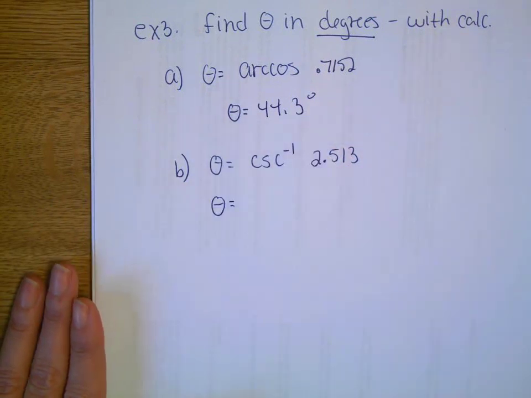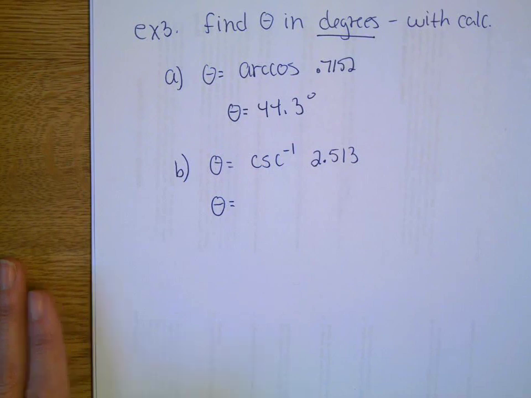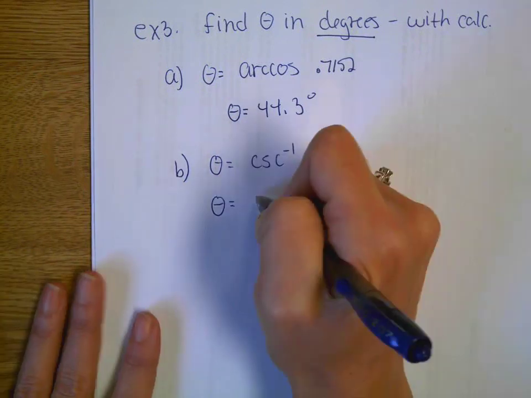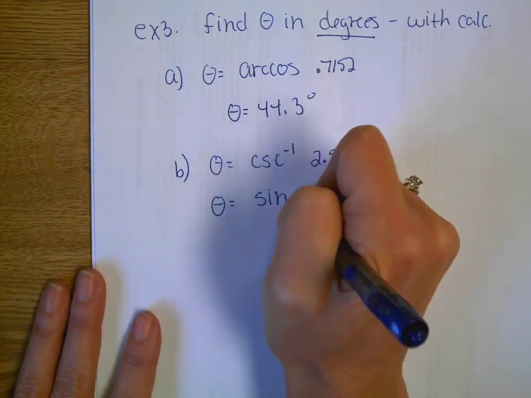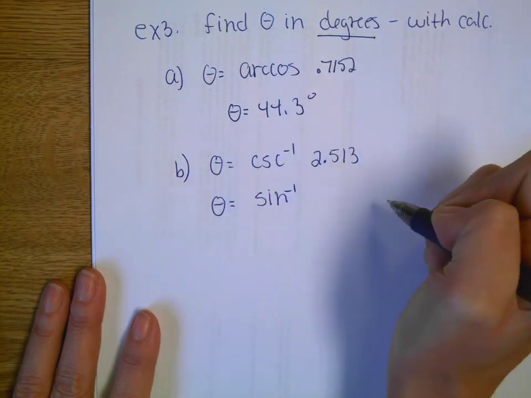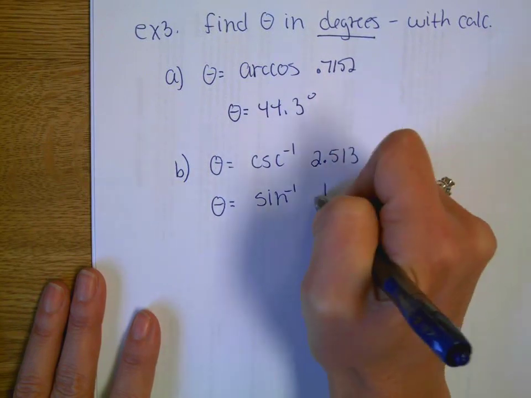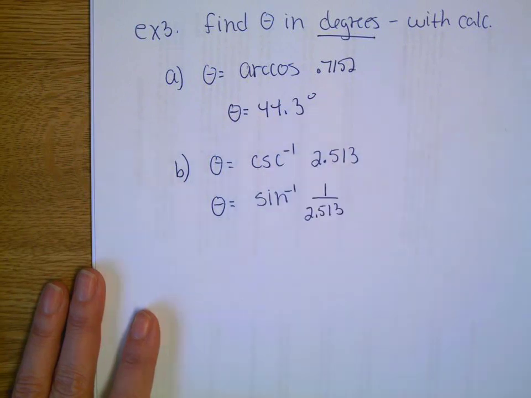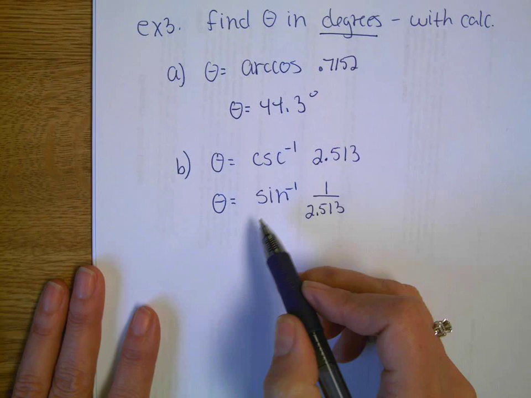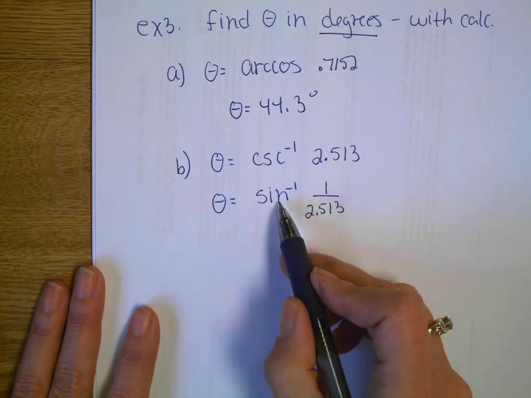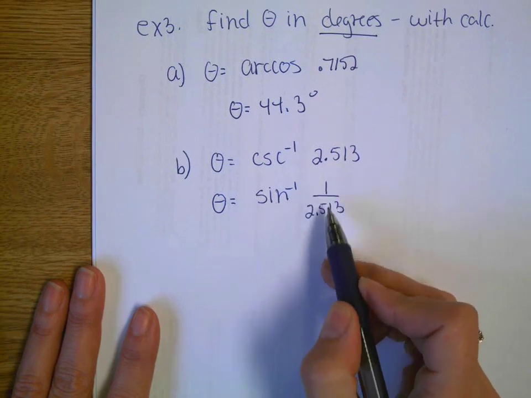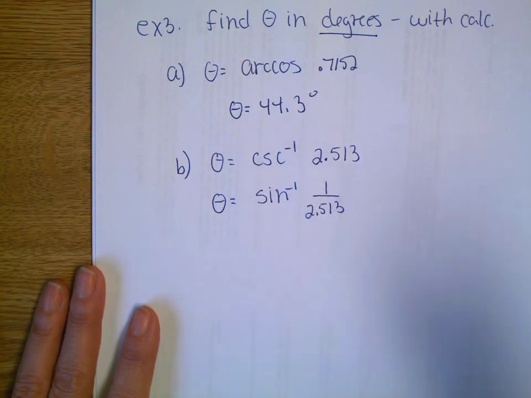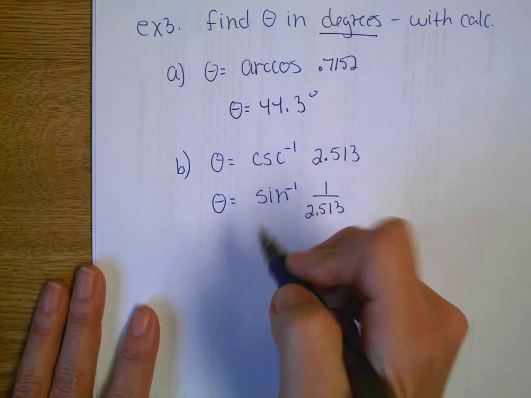We don't have an inverse cosecant button, so what are we going to do with this? Flip it over and rewrite it, and then use your inverse button. So how do I flip that over? 1 over 2.513. You start with inverse sine, and then 1 divided by, and it will give you the correct answer, 23.4.